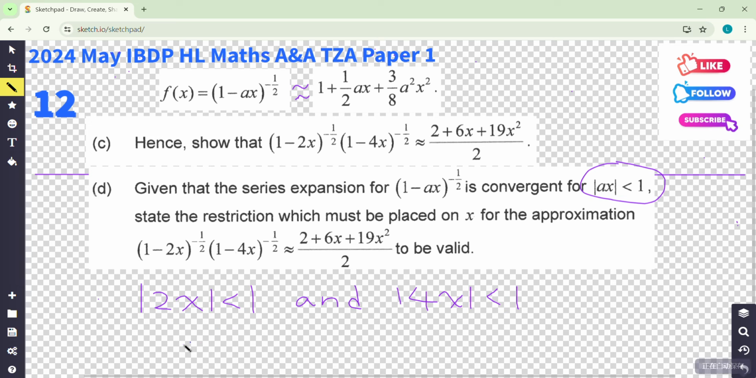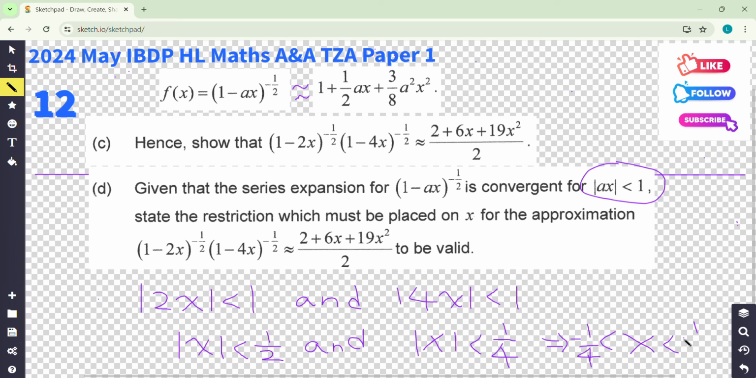So move the 2 to the right hand side. You can see x is less than 1 over 2, and x is less than 1 over 4. Which one is stronger? Of course, the smaller one is stronger. So combined together it is this one: absolute x is less than 1/4, and then you can write it out explicitly. So x is larger than negative 1/4 and smaller than 1/4.